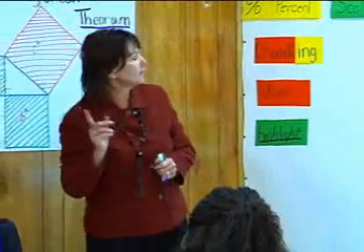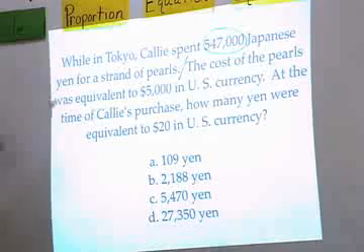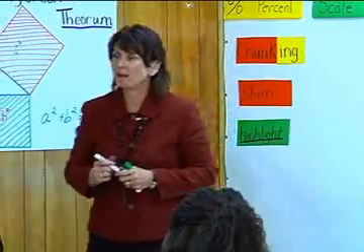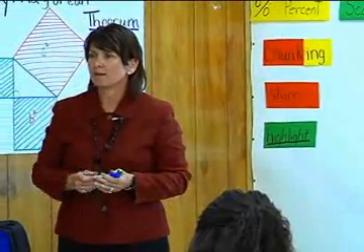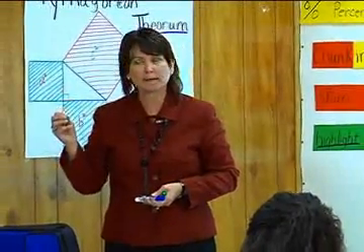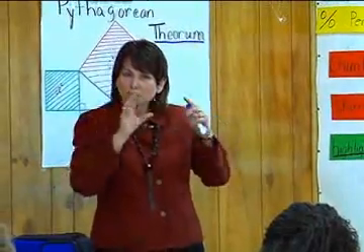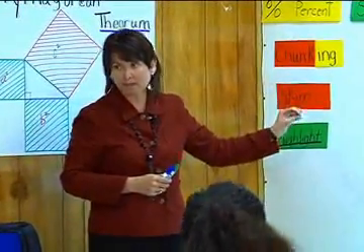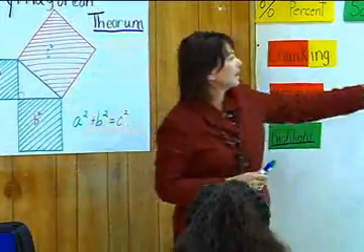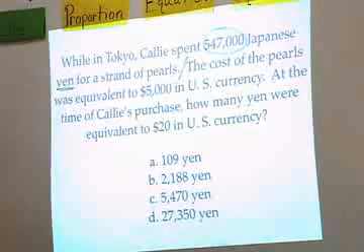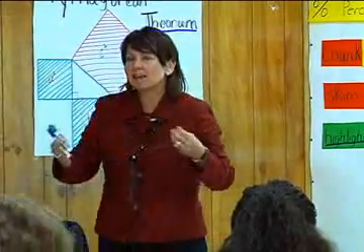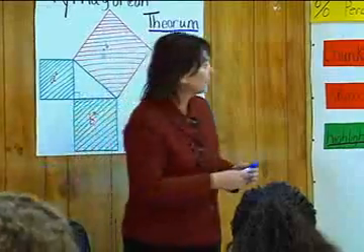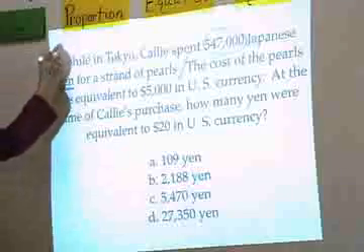Good. Now, what came to my mind as I'm reading this was yen. I don't know what yen is. So when you come to a word that you don't know, see if you can look for context clues so that you can understand what it probably means. If Callie's buying pearls with yen, what do you think yen probably are? Currency. Money, currency. Good job. So we use context clues.